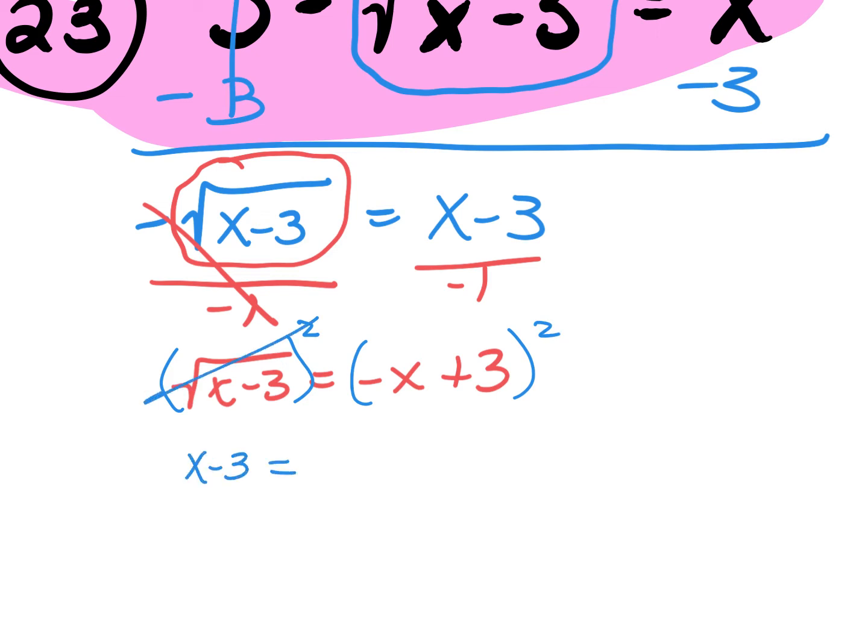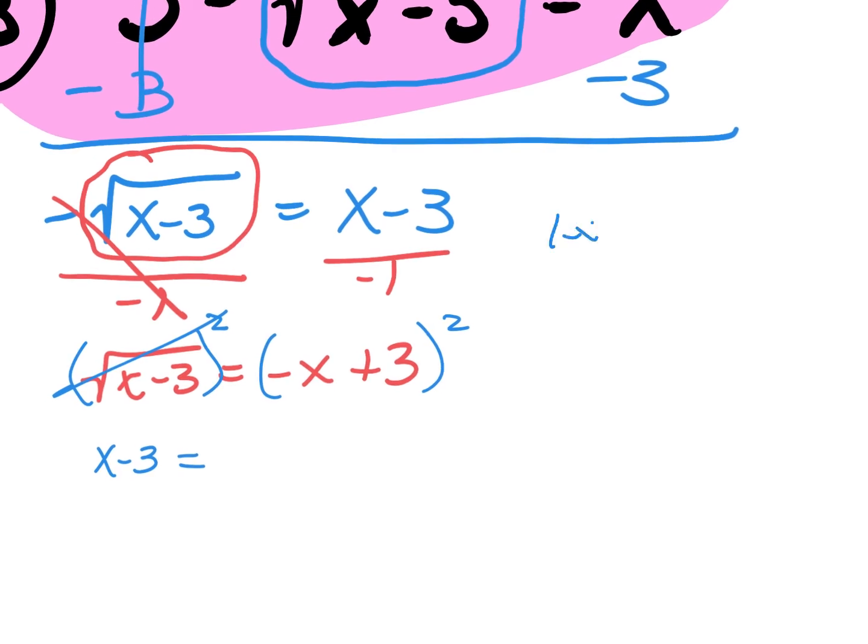Now, somebody asked me last period, how come you don't just distribute like we did before? The reason why you don't is because before we distributed when everything was being multiplied. But do you see that plus sign in the middle? You can't just distribute over a plus sign. So what this means is negative x plus 3 quantity squared. It means I have negative x plus 3 how many times?